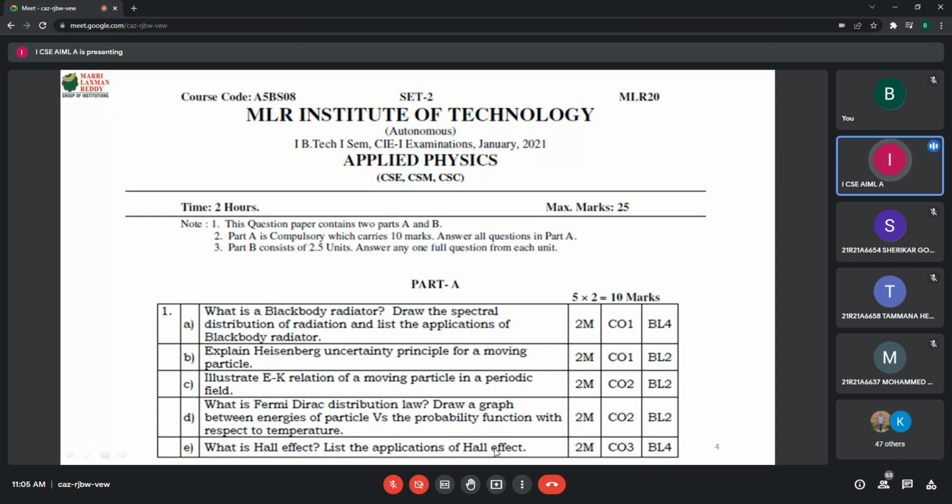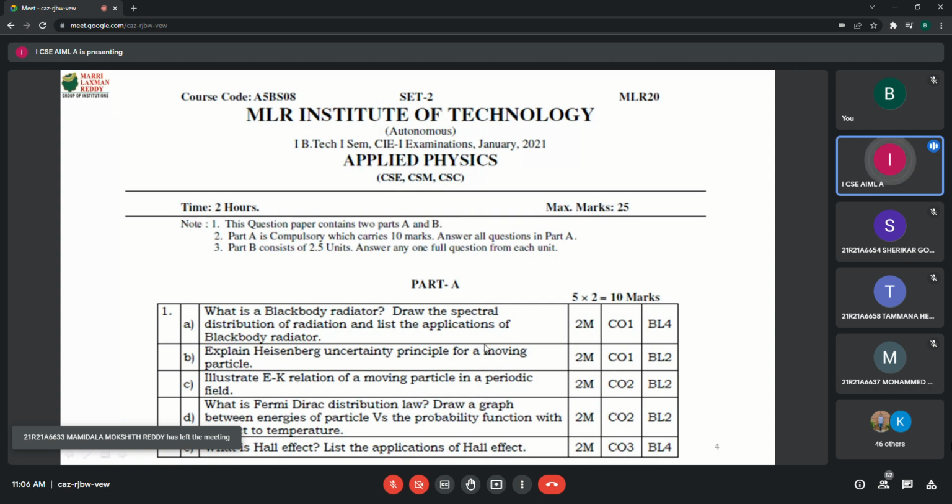Since it is a short answer question, we are framing the question accordingly. Short answer means it should be short only. Definitions, what is that, how, questions like that will be there. List, like that, will be there. Okay, so this is about Part A in Set 2. These two questions are from unit 1.